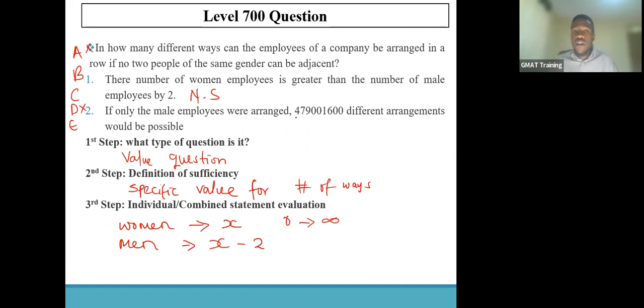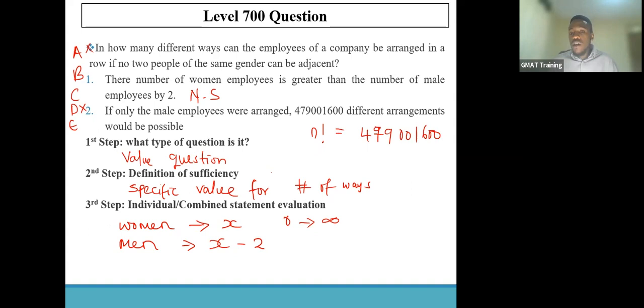So we have a number of the different arrangements that would be possible if we were to only consider the male employees. So we go back to our understanding of permutations, and this guides us to tell that the number of ways of arranging these people is n factorial. If we are to perform this factorial, we would get 479 million and 1,600.